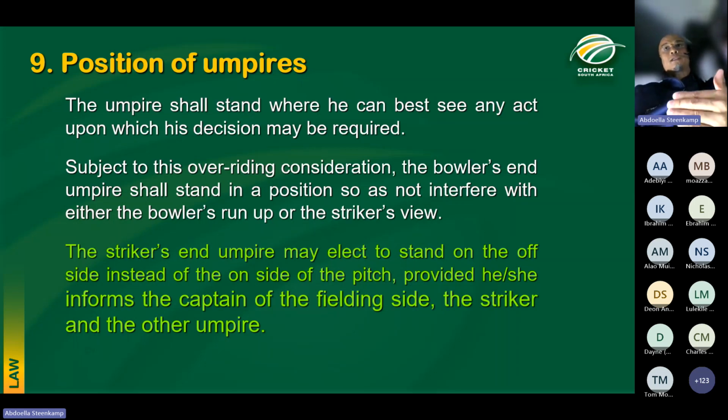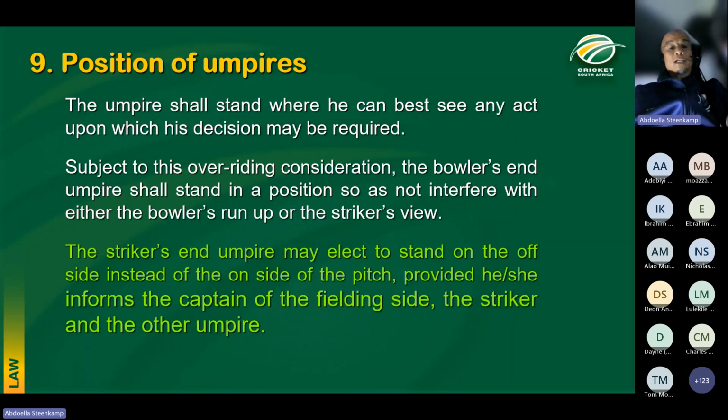The law wants us, especially if it's a fast bowler, to move over to the other side. Sometimes for a spin bowler, we'll allow the umpire to stay on one side so as not to waste time. But if it's a fast bowler, you need to move onto the onside of whichever batter is facing.